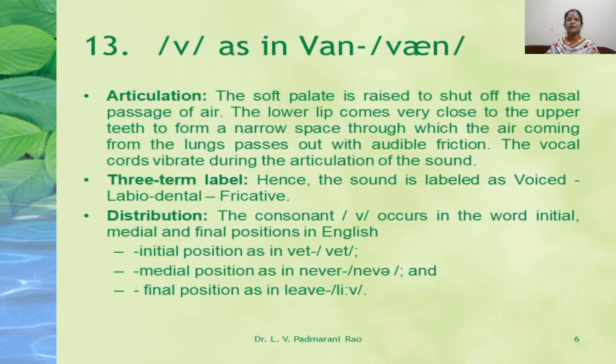The counterpart of F is called V, as in van. The articulation for F as well as V is the same, excepting that for V, the vocal cords vibrate, thereby making it voiced. So the soft palate is raised to shut off the nasal passage of air. The lower lip comes very close to the upper teeth to form a narrow space through which the air coming from the lungs passes out with audible friction. The vocal cords vibrate during the articulation of the sound.